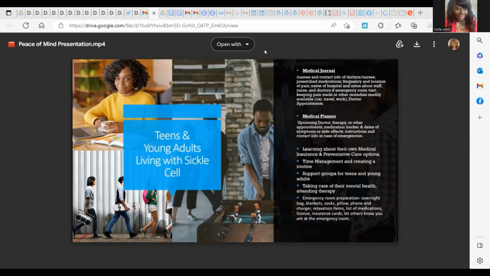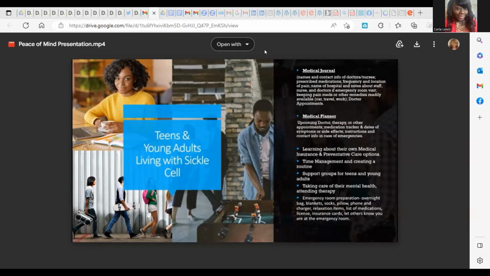Taking care of their mental health, attending therapy. Our teenagers and young adults go through a lot of emotions, a lot of stages in life, a lot of levels of what they're feeling on a day-to-day basis. As you know, with teenagers, it can change. They can be one person one day and then another person the next day.